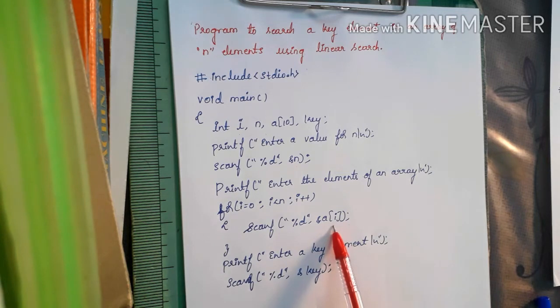To know how to input the elements to the array, please refer to my previous YouTube video on how to input the elements to the array and how to display the elements of the array. After inputting n elements to the array, input a value for the key element. Here the key element is nothing but the element that I want to search in the array A.